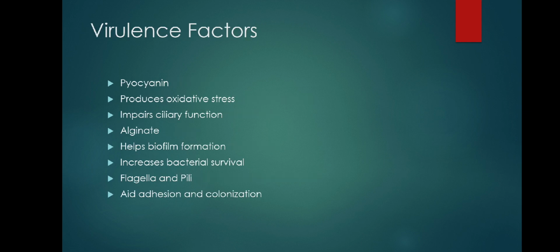Virulence factors. The severity of infection is due to multiple virulence factors. First is exotoxin A. Exotoxin A inhibits protein synthesis by inactivating elongation factor 2. This leads to cell death, tissue necrosis, and excessive lung damage.